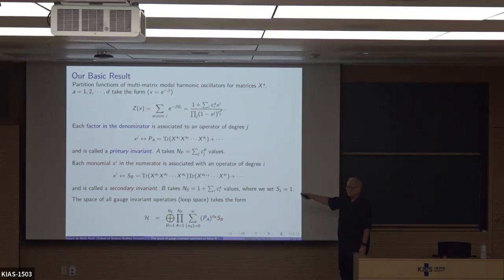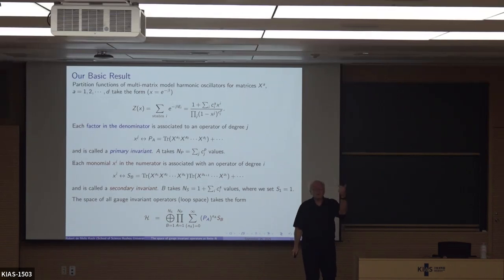Each factor in the denominator is associated to a generator that acts freely. The term 1 minus x^j is associated with a generator that is of degree j. All of the generators associated with the denominator turn out to be single trace terms. There might be a sum of single trace terms, but they're all single trace. The generators corresponding to the numerator are the generators that act exactly once. Those are called secondary invariants.